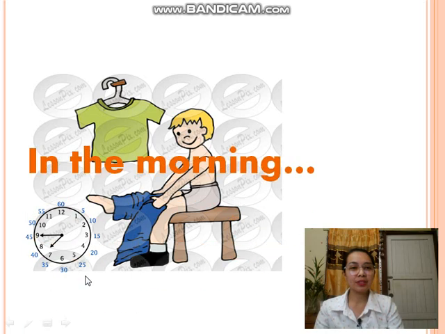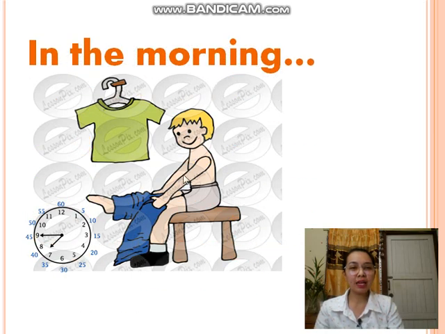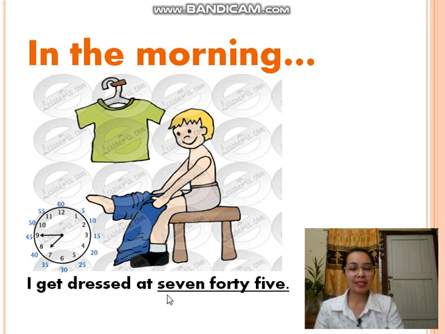Okay? In the morning, what time do you get dressed? The short hand is pointing nearly 7 and the long hand is pointing to number 9. That is equivalent to 45 minutes. So the answer is I get dressed at 7:45.